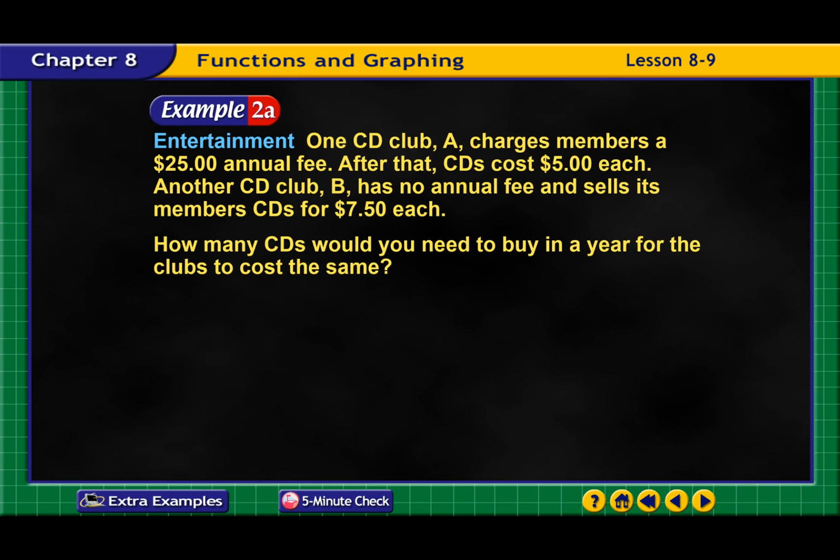All right, so one CD club charges a member a $25 annual fee. After that, the CDs cost $5 each. Wow, a CD club. Been a long time since I've heard that one.